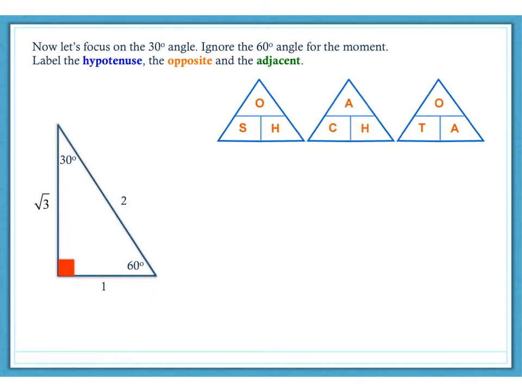And again, we're going to focus on one of the angles. This time we're going to focus on the 30-degree angle up here, and we're going to ignore this 60-degree angle for the moment so we don't get confused. And I'll scribble it out so we can't even look at it. Let's label the hypotenuse, the opposite and the adjacent, all based on the 30-degree angle's perspective. The hypotenuse hasn't changed, that's this, the 2, but the opposite is now the side opposite the 30-degree angle, which is 1. This then leaves us with the adjacent to the 30 degrees, which is root 3.